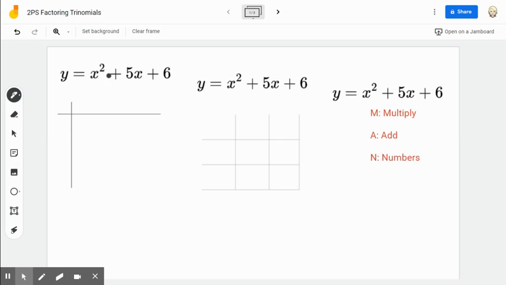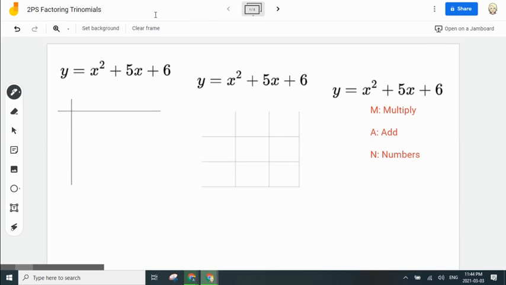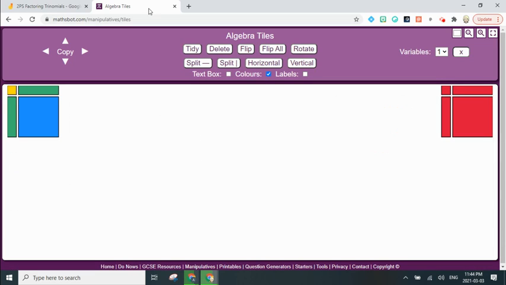So I'm going to start with this example here. We have y equals x squared plus 5x plus 6. And just like before, the first way that I'm going to show you is using algebra tiles like this. So we have x squared.